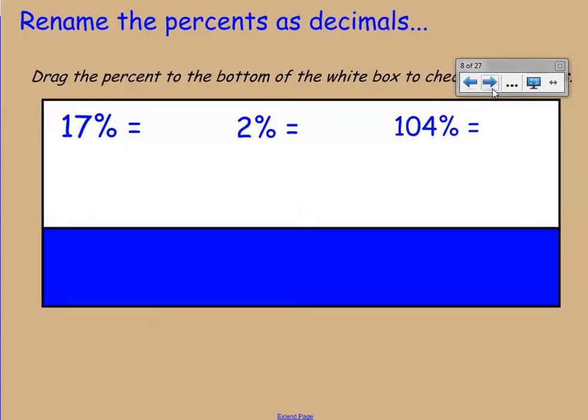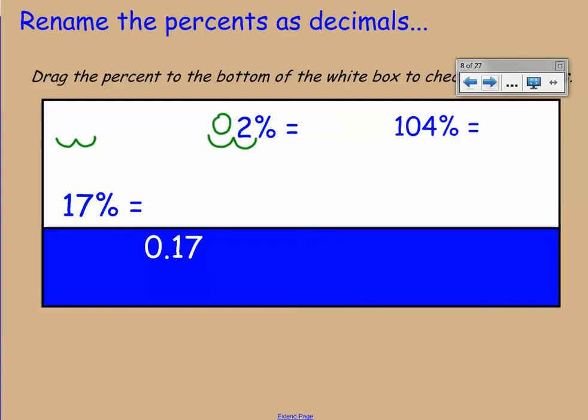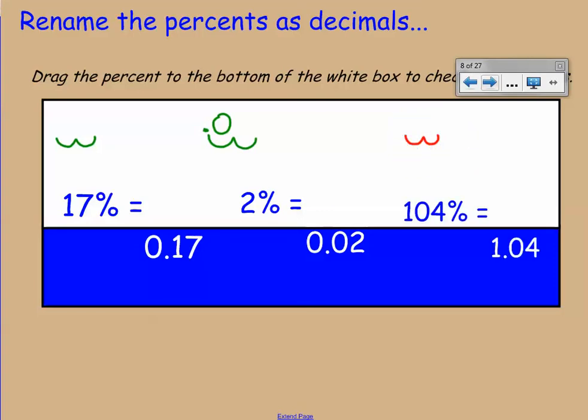Real quick, since these are going so fast, let's do some of these out loud together. If I have 17%, again, my decimal goes to the left, so 17% becomes 0.17. 2%, I would move again to the left, filling in a 0 in any empty spaces, so 2% becomes 0.02 or 2 hundredths. 104%, again to the left, is going to become 1.04. So that's how you would write percents as decimals.